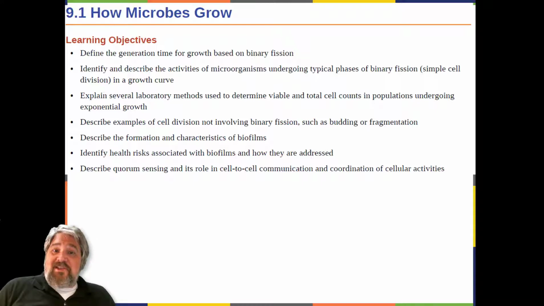Describe examples of cell division not involving binary fission, such as budding or fragmentation. Describe the formation and characteristics of biofilms. Identify health risks associated with biofilms and how they are addressed. Describe quorum sensing and its role in cell-to-cell communication and coordination of cellular activities.